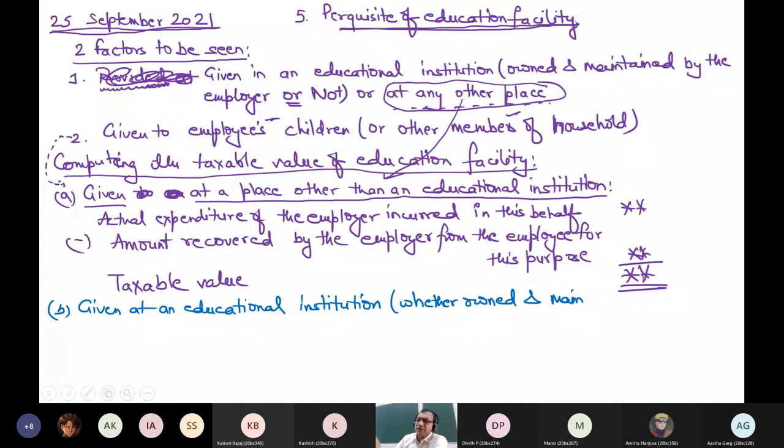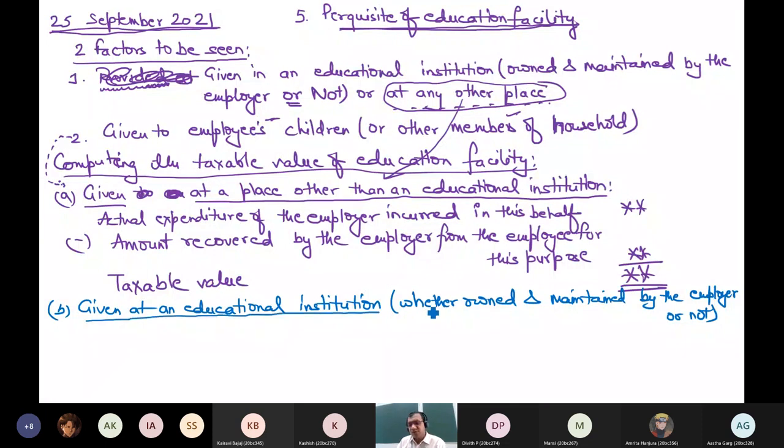For example, if Reliance provides education to employees' children in their own school, or in any other school which is not owned by Reliance Industries, the same concept applies. What should not matter is whether it is an employer-owned institution or another's institution, but it should be an institution.